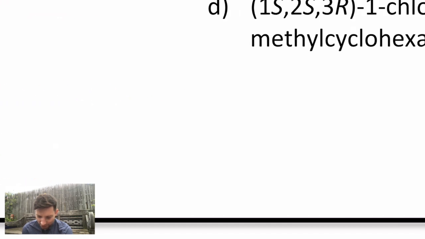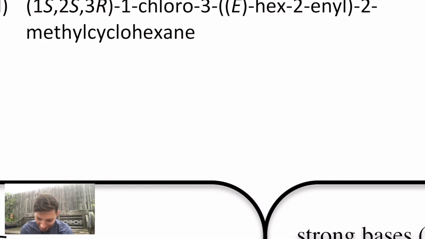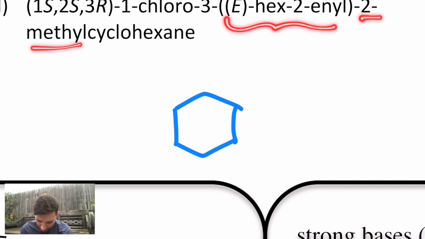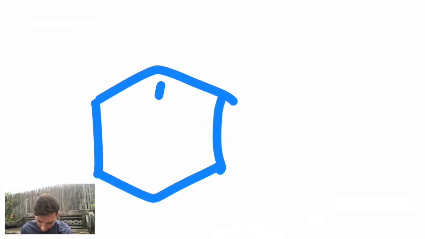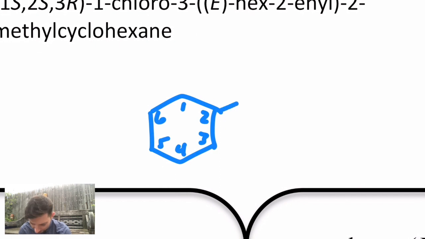Lastly, this is a challenging one, so I would hit pause and just try it and see how far you get, but here's what we get. If you look at the end, it's a cyclohexane, so I have a 6-membered ring. I have a methyl on position 2. It is a 1-chloro, 3 complicated branch, and then a 2-methyl. So I'm going to number my carbon chain 1, 2, 3, 4, 5, and 6, and figure out where stuff is. 2-methyl, that's easy. Just put a methyl coming off of it.